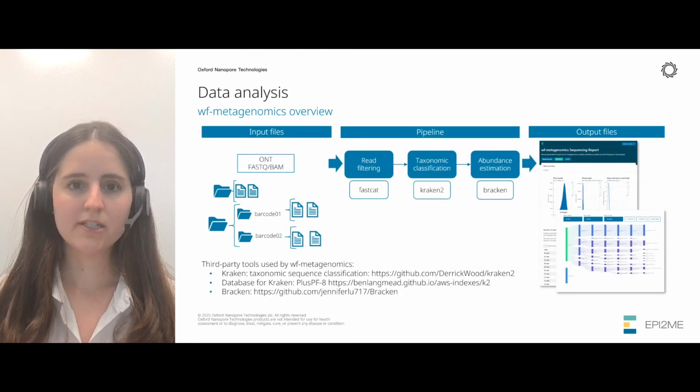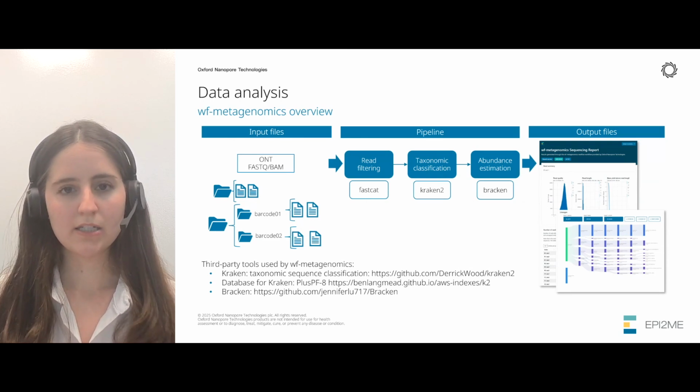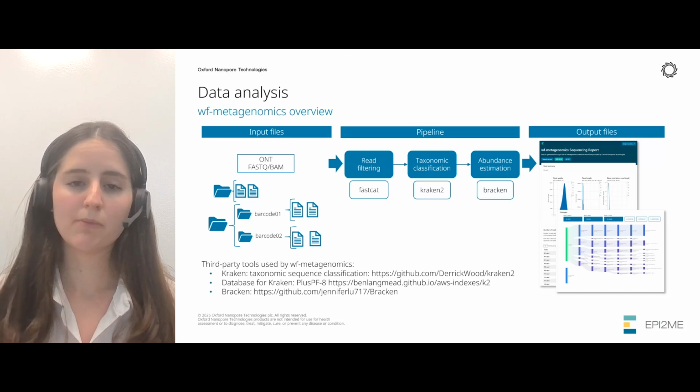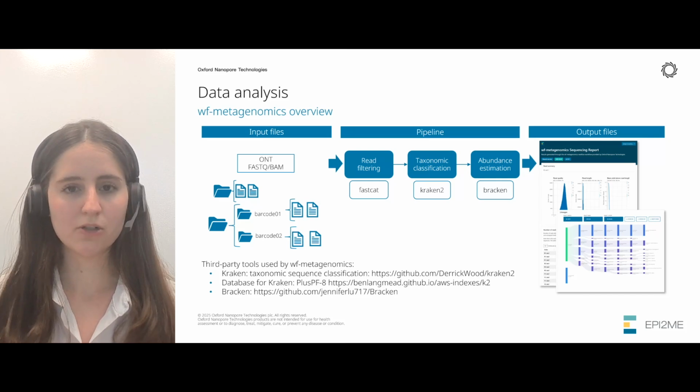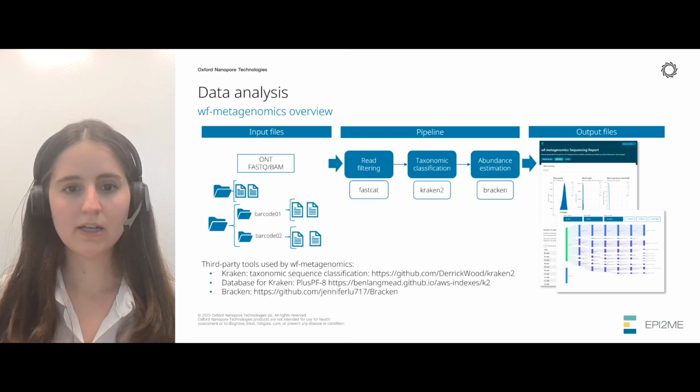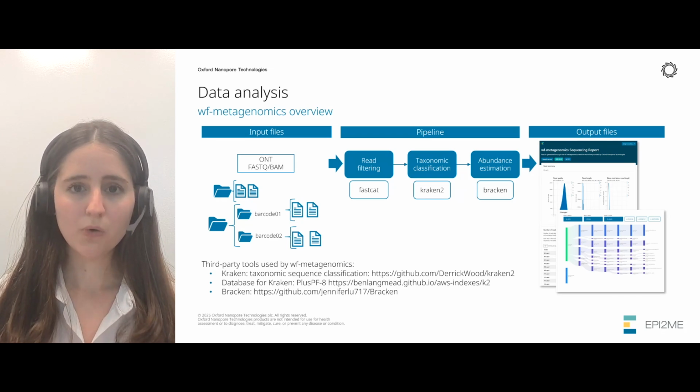Workflow Metagenomics is a bioinformatics pipeline written in Nextflow, and it takes as input the output from MinKNOW. For base calling, we recommend performing live base calling using the high accuracy model, and the output of MinKNOW would be the input of WF Metagenomics. So we will need to use these FASTQ or BAM files, and then we can run the pipeline.